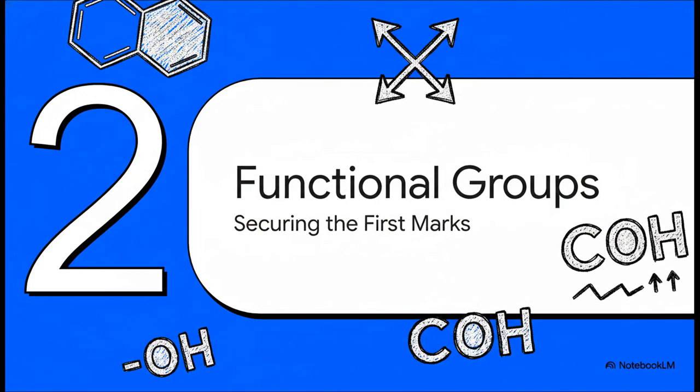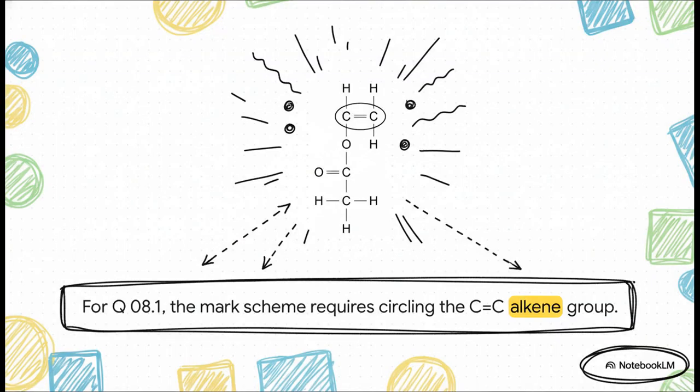Okay, let's start with the first and honestly the most straightforward marks you can get. The question asks you to just identify the two functional groups, but you gotta be precise. First up, question 08.1 asks for the alkene functional group. As you can see from the mark scheme, all you need is a simple circle around that C=C double bond. That's it. It's the perfect example of how just being neat and precise earns you points. 1 mark in the bag.